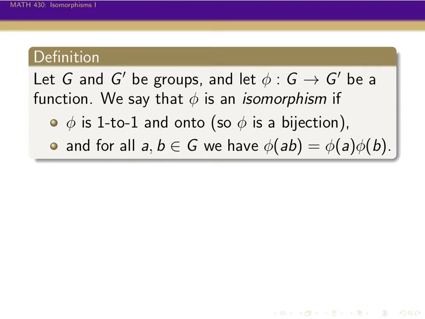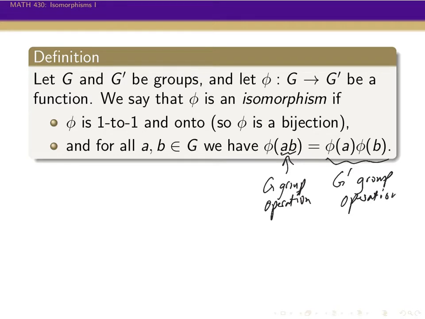So the important thing to notice about this second part of the definition is that on the left-hand side, for a and b, we're using the group operation of G. So this is G's group operation. However, on the right-hand side, when we're taking the product after we apply the map, we're using G prime's group operation. And so you can think about phi as taking the group operation in G and transforming it nicely into the group operation in G prime.